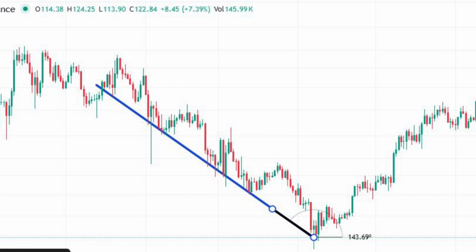Trend lines aren't magic. They are just human behavior drawn on a chart. Every trend line is a footprint of collective decisions. When it breaks, the market doesn't change. Traders' minds do.